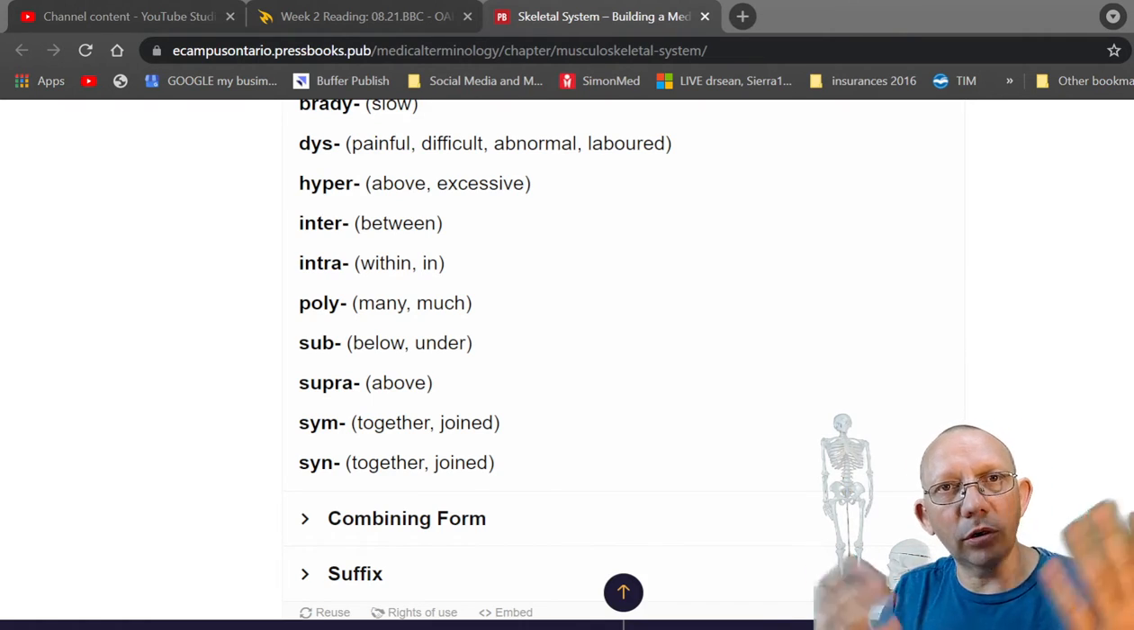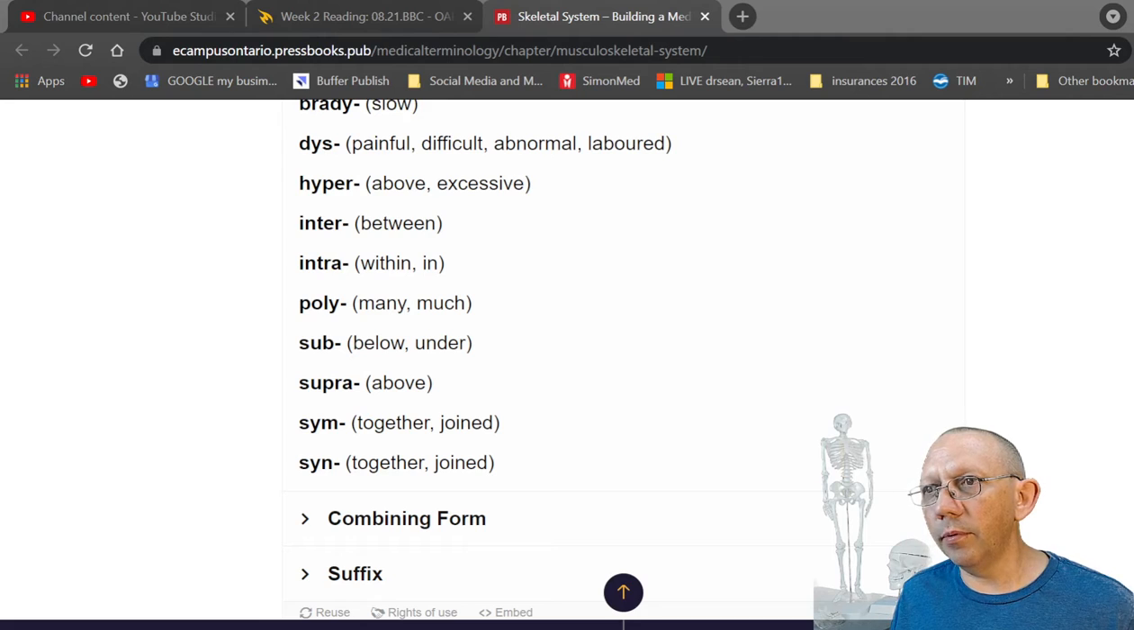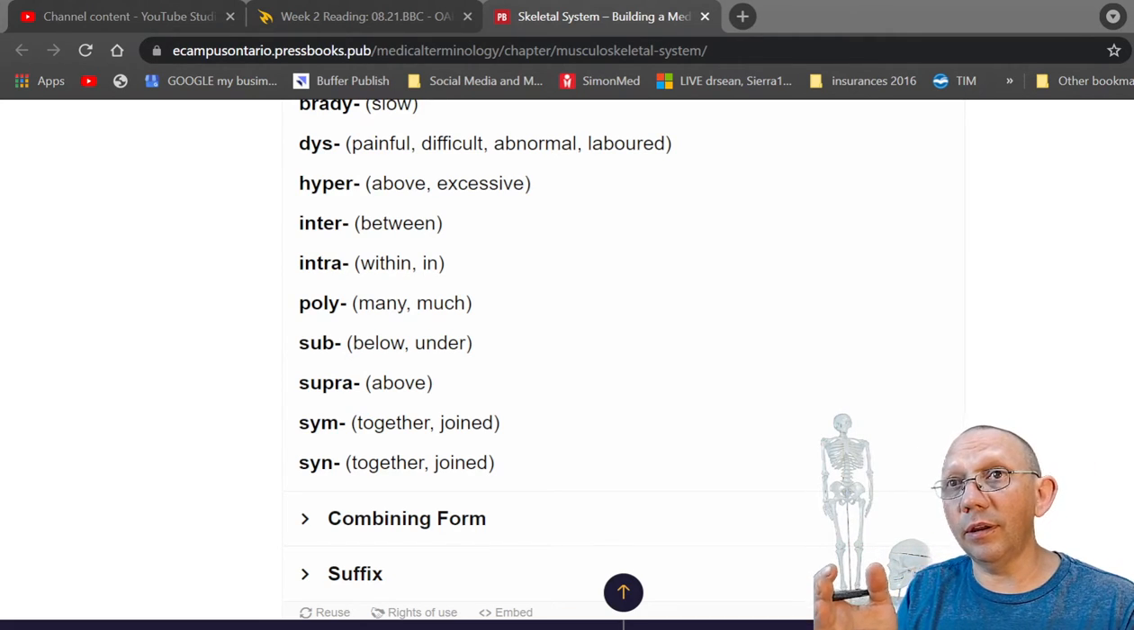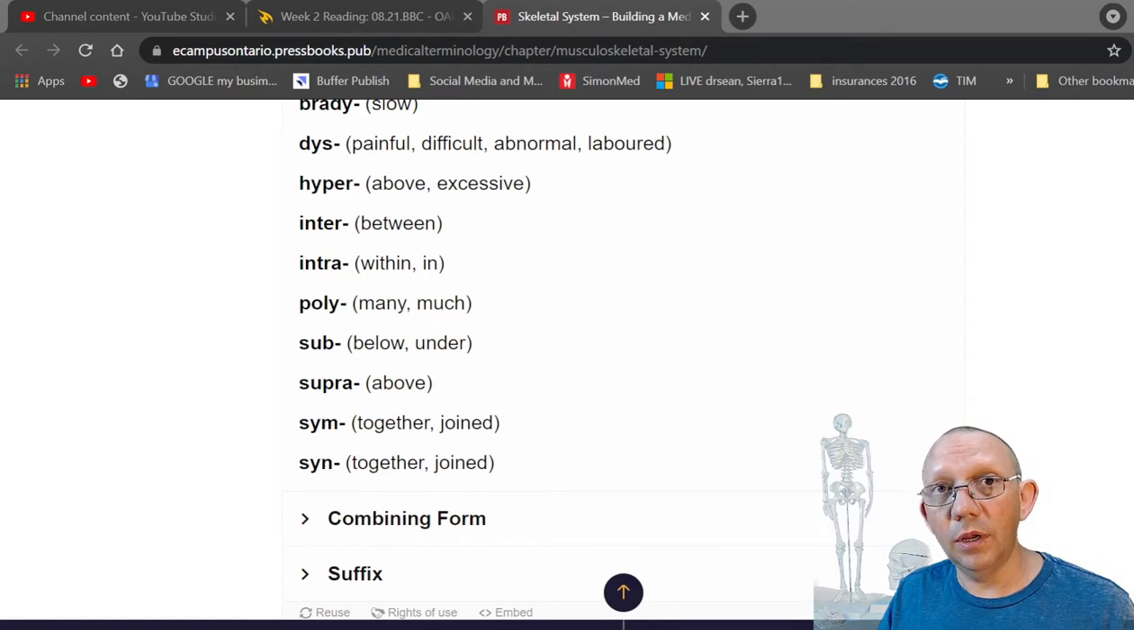Hyperglycemic, you have too much sugar. Hypercapnia, you have too much. Capnia has to do with carbon dioxide. You have too much carbon dioxide in your system.